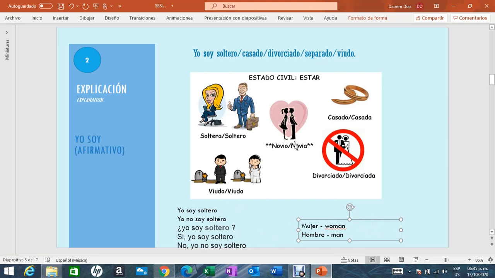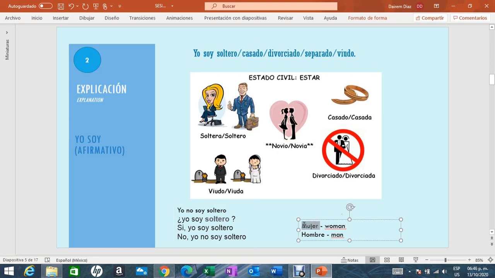Next one, we have novio, novia. When you say yo soy soltero, you don't have a boyfriend or a girlfriend. Yo soy soltero, yo soy soltera. But if you say yo no soy soltero, then that means that you have a couple, maybe a husband and a wife or girlfriend or boyfriend, but you are in a relationship. So in this case, if you have a boyfriend or a girlfriend, I can ask you, ¿tú eres soltero? And you can say, no, yo no soy soltero. Why? Because you have a boyfriend or a girlfriend.